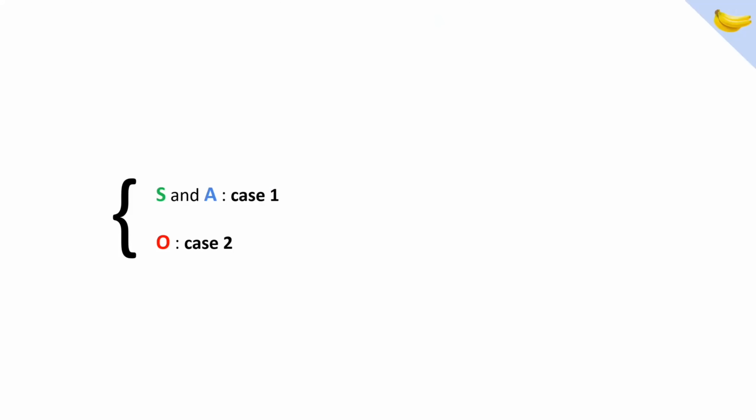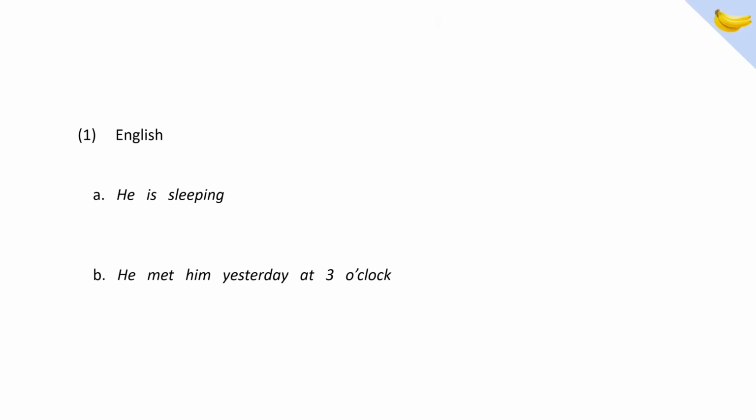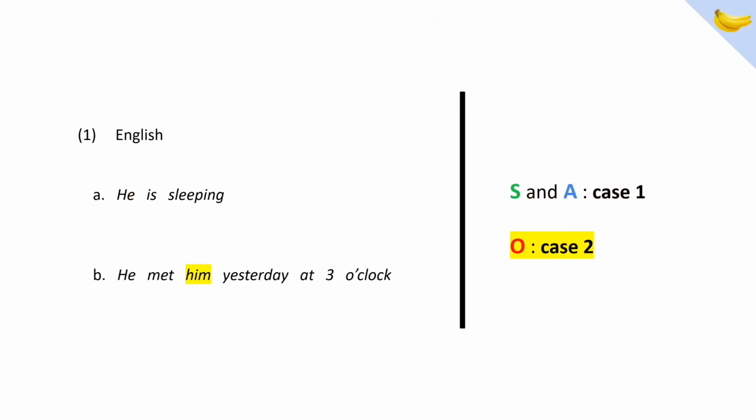In Chapter 1, we made the observation that in some languages, S and A arguments receive the same case, while O arguments receive a different one. Such languages are said to exhibit accusative alignment in their case marking patterns. English is a language that behaves in this manner. Consider the following data. "He is sleeping," and "He met him yesterday at 3 o'clock." As illustrated by this data, both S and A arguments receive case 1, while O arguments receive case 2.